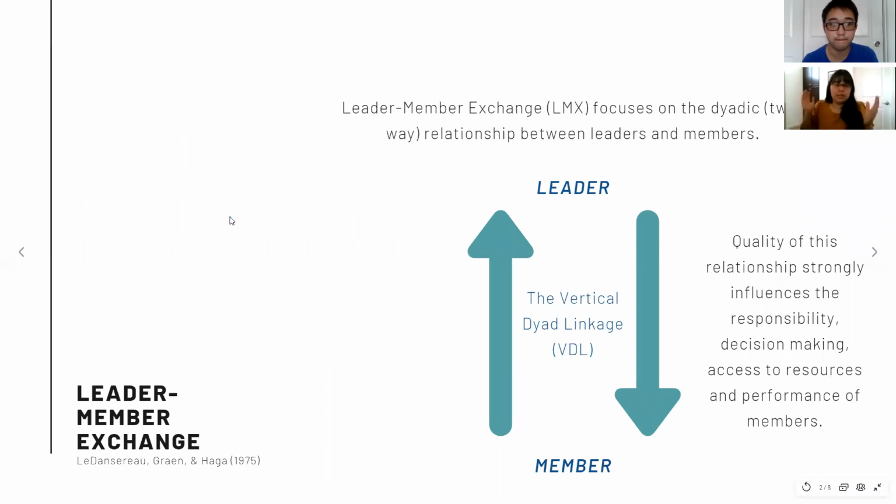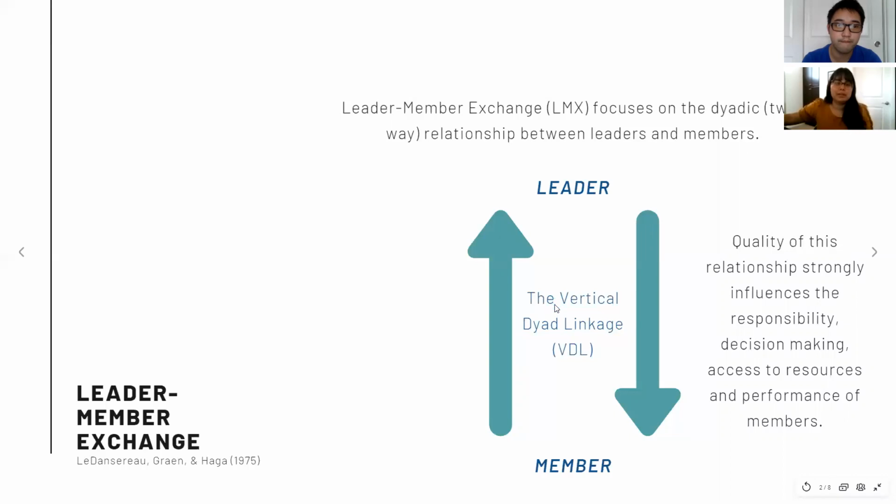Leader-member exchange theory, we're just going to call it LMX for short. It's also known as the vertical dyad linkage theory. It describes how leaders maintain their positions in groups and how they develop relationships with other members, which can either contribute to growth or hinder development. The model consists of several dyadic, which just means two-way, relationships, as you see with the arrows, that connect the leader to the members.